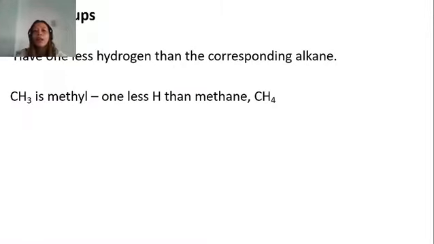And then for our alkyl groups, so these are still hydrocarbons, having one less hydrogen than the corresponding alkane. So kanina, di ba, ang aton general formula for alkane is CnH2n plus 2. But this one, may one less hydrogen siya nga nagka-correspond sa alkane, ang aton alkyl groups nga ginatawag. CH3 is methyl, one less hydrogen, then methane, which is the CH4. So, alkane, alkyl, methyl.